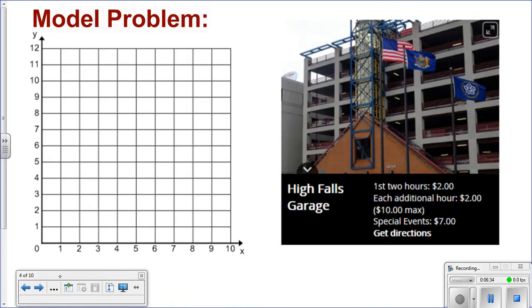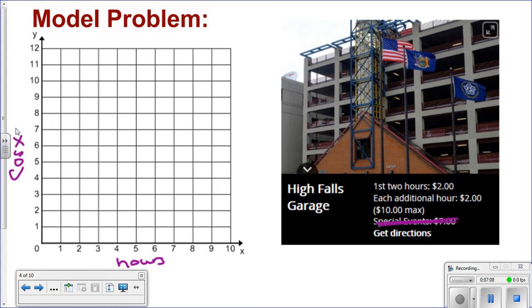So this time what I want to show you is how you could actually create a step function. So we're going to ignore the special events price, but this is actually the price of our local High Falls garage. And your first 2 hours is going to be $2 and each additional hour is $2. Okay, so let's graph this. So the first 2 hours is going to be $2. So let's put hours down here and we'll put cost.